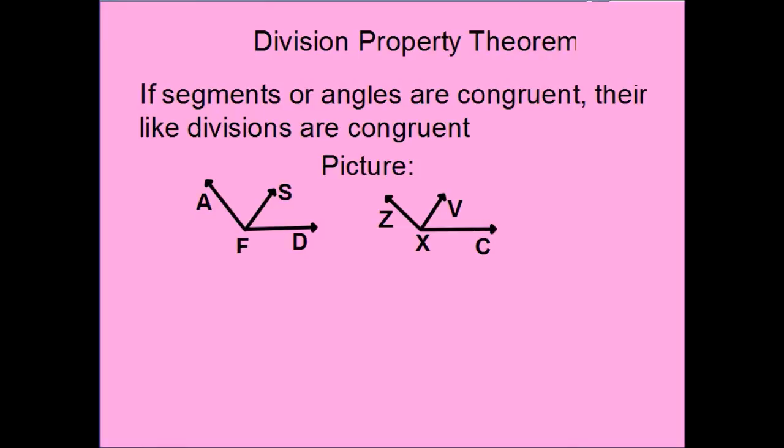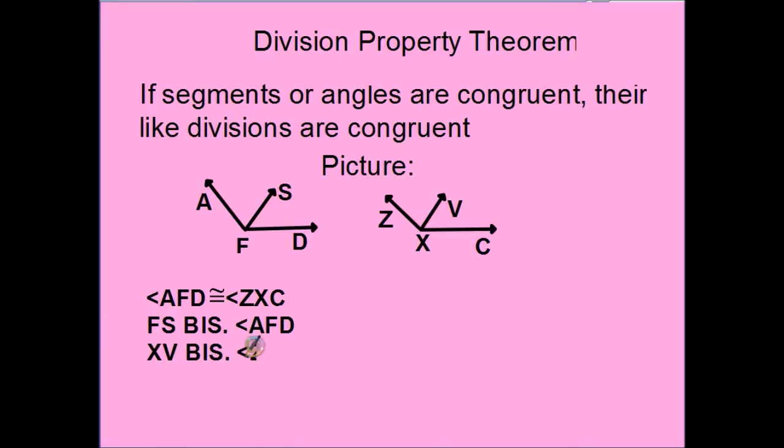Now, let's say here's what I'm going to know about it. Let's say I know that those big angles, angle AFD is congruent to angle ZXC. And let's say that I also know that FS bisects angle AFD, and also that XB is going to bisect angle ZXC. Now, we know the big angles are congruent, and we know key words about those big angles. So let's think about what that actually means to us. We know the word bisect means to create 2 equal. If they start off equal, and we chop them in half, we know that their halves, or their divisors, are also going to be congruent.